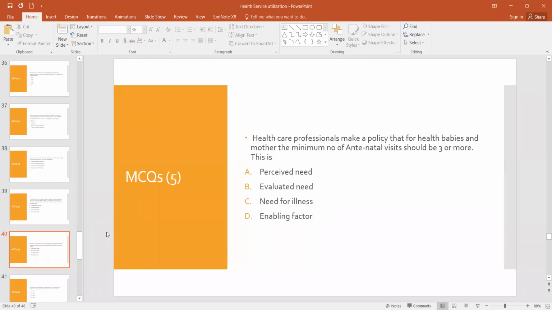Healthcare professionals make a policy that for healthy babies and mothers, the minimum number of antenatal visits should be 3 or more. This is perceived need, evaluated need, need for illness, or enabling factor. B is the right answer, evaluated need, because healthcare professionals make a policy that there should be 3 or more antenatal visits for a pregnant female.